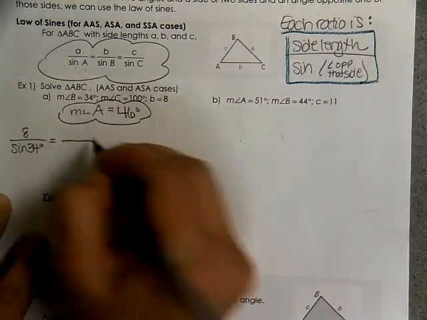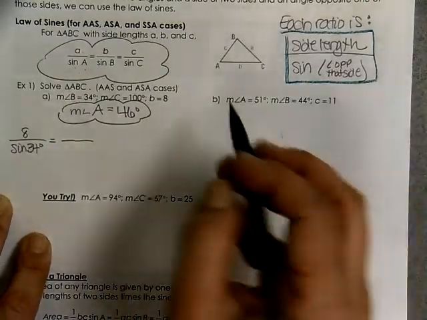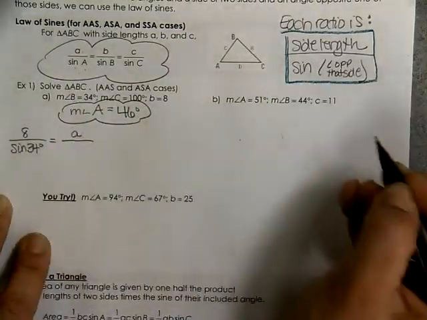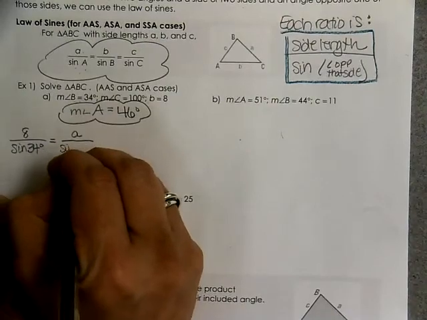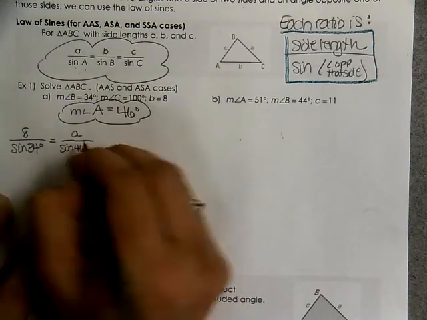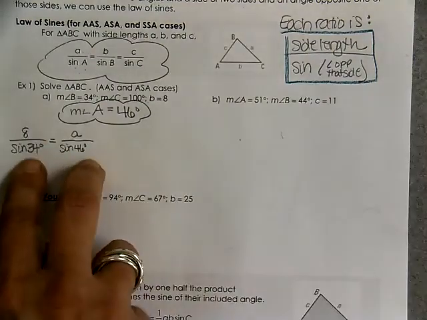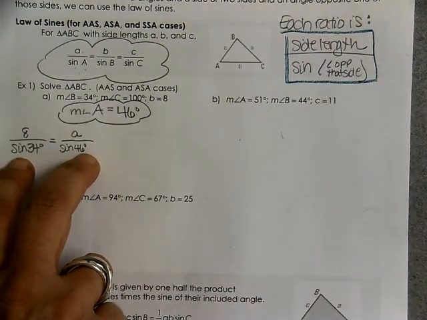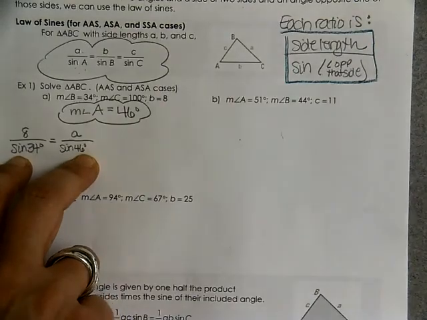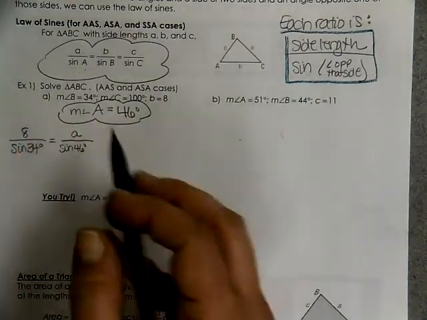So let's go alphabetical. Let's find A first. We need to find side length A, and so then we'll use the sine of angle A in the denominator, which would be the sine of 46 degrees. So we set these two ratios equal to each other. This is a proportion. We know we can solve that by cross multiplying.